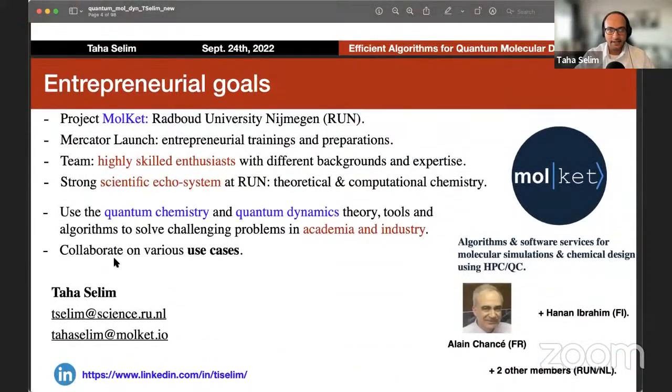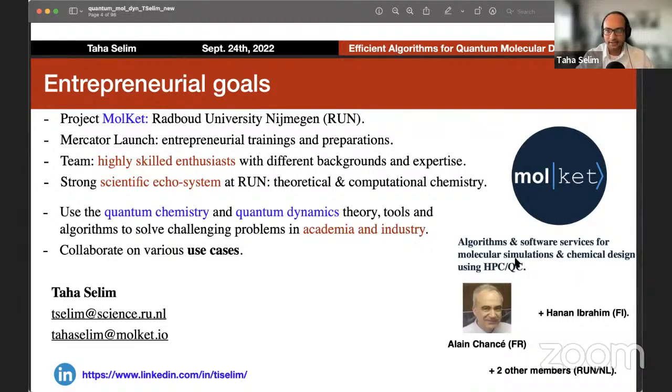The other entrepreneurial goal we have now is a project, Molkit, in the university, powered by Mercator Launch. It's part of Radboud University in Nijmegen, where they give a lot of training for business and preparation. Now we have highly skilled enthusiasts in the team with different backgrounds and expertise. And of course, there is a strong scientific ecosystem at Radboud University, especially in theoretical and computational chemistry.